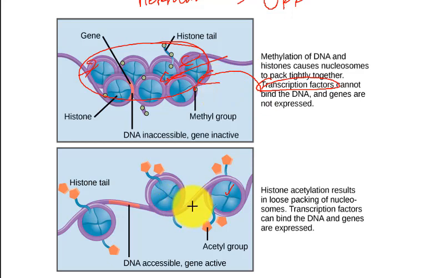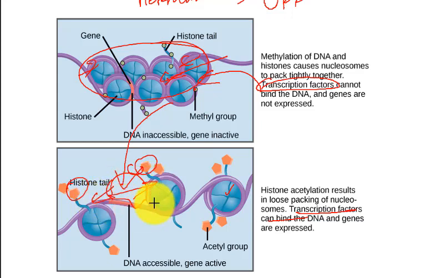If you see here, when you add an acetyl group on the tail, acetyl is negative charge, so there will be repulsion, and then this structure will be loosened. When this structure is loosened, the transcription factors and polymerase will get access to the site. This will again hire a nucleosome modifier protein, and this nucleosome modifier protein will push the nucleosomes far away from each other and create space.